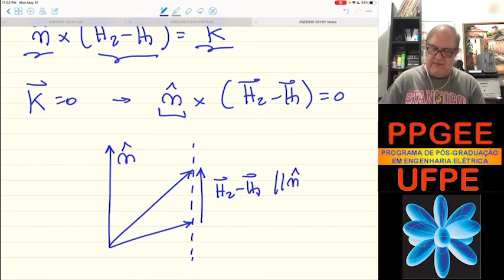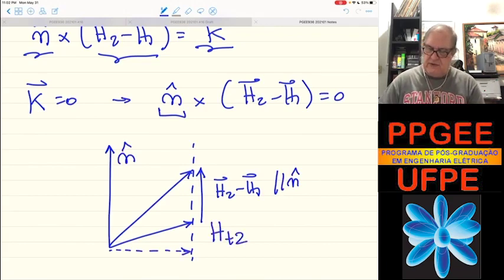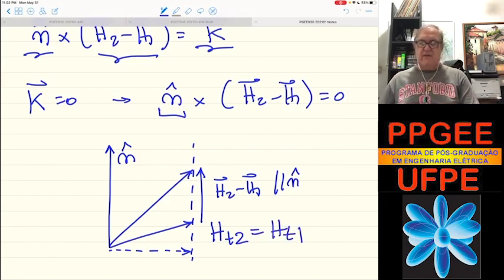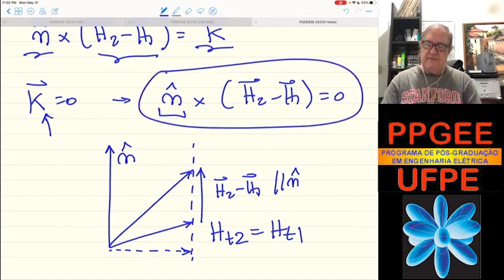So it means that both vectors have the same tangential component: H tangential 2 equals H tangential 1. That's the meaning when you don't have a current density. That's the boundary condition. H tangential is going to be a continuous function. Otherwise, you have to use this equation here. Okay?